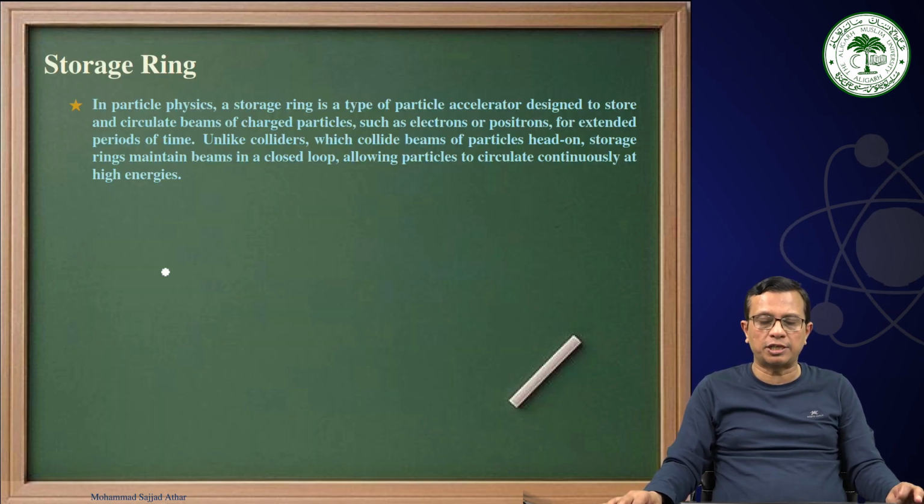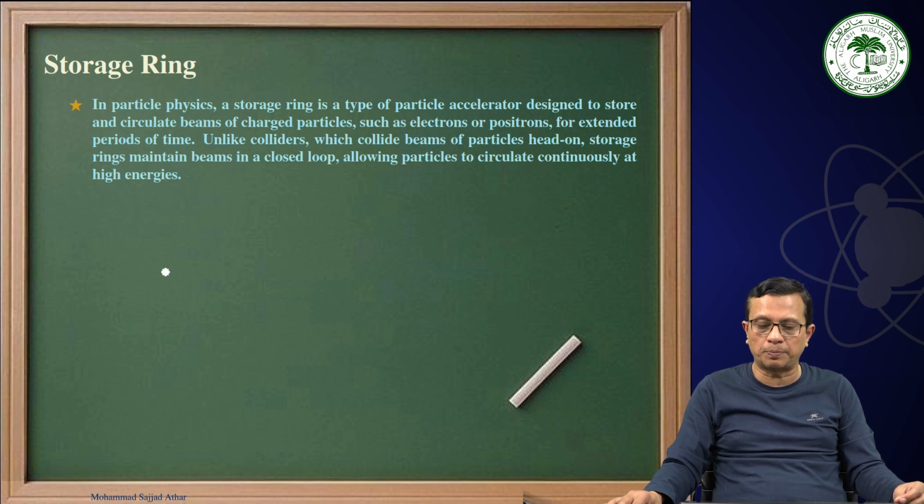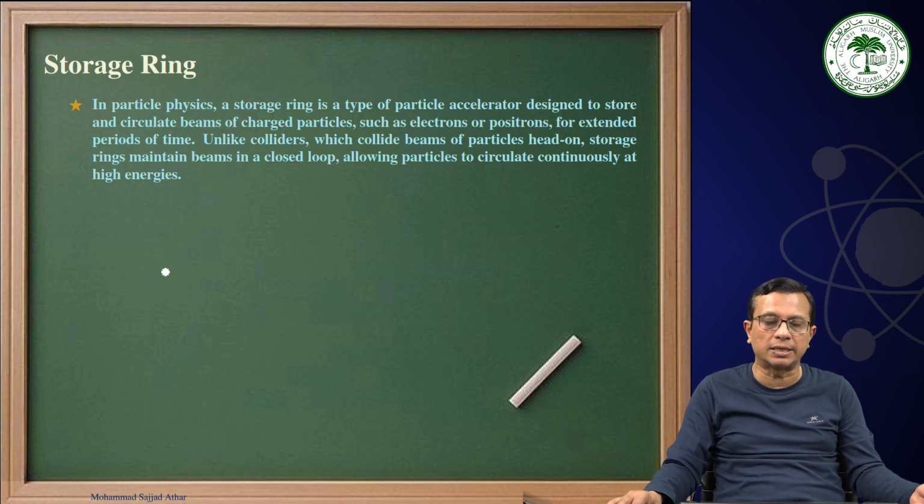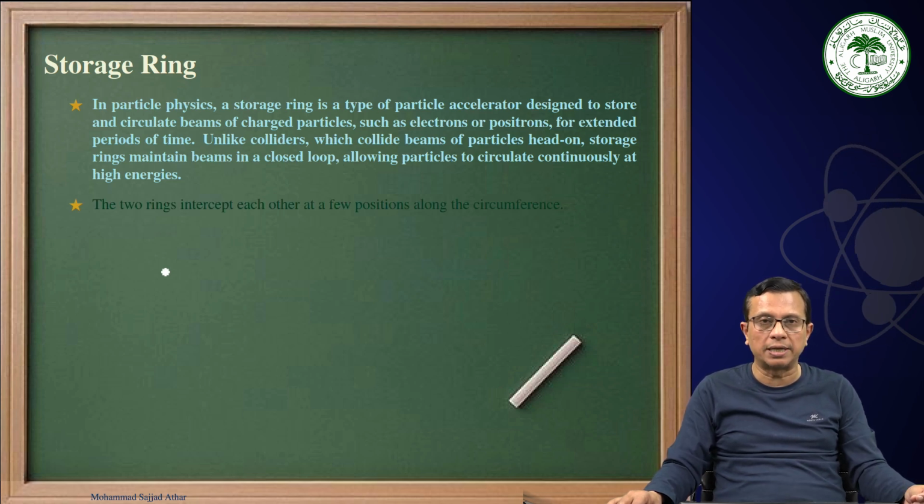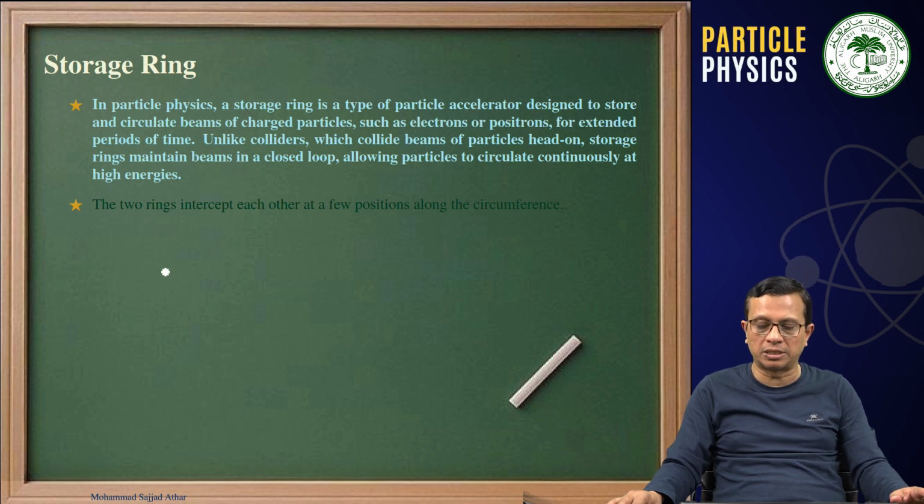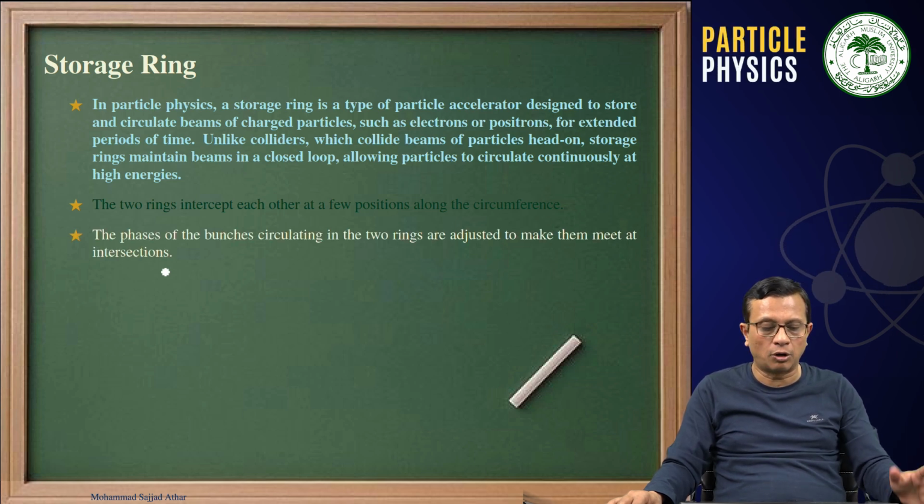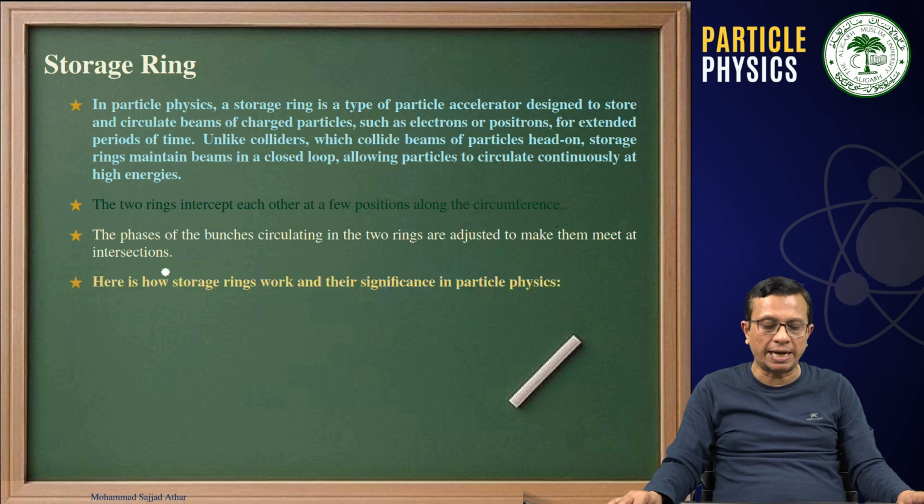Then we have a storage ring. In particle physics, a storage ring is a type of particle accelerator designed to store and circulate beams of charged particles such as electrons or positrons for extended periods of time. Unlike colliders, which collide beams of particles head on, storage rings maintain beams in a closed loop, allowing particles to circulate continuously at high energies. The two rings intersect each other at a few positions along the circumference. The phases of the bunches circulating in the two rings are adjusted to make them meet at the intersections.